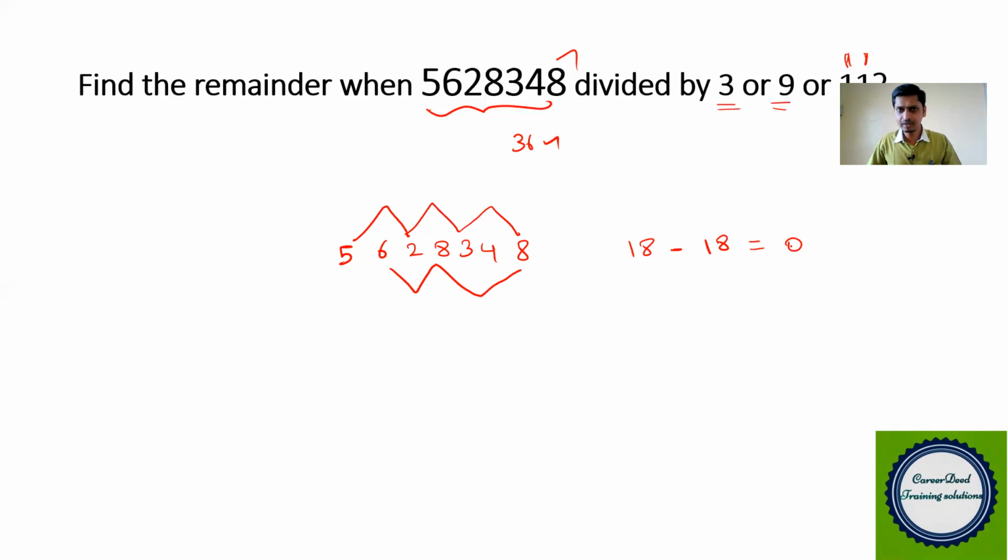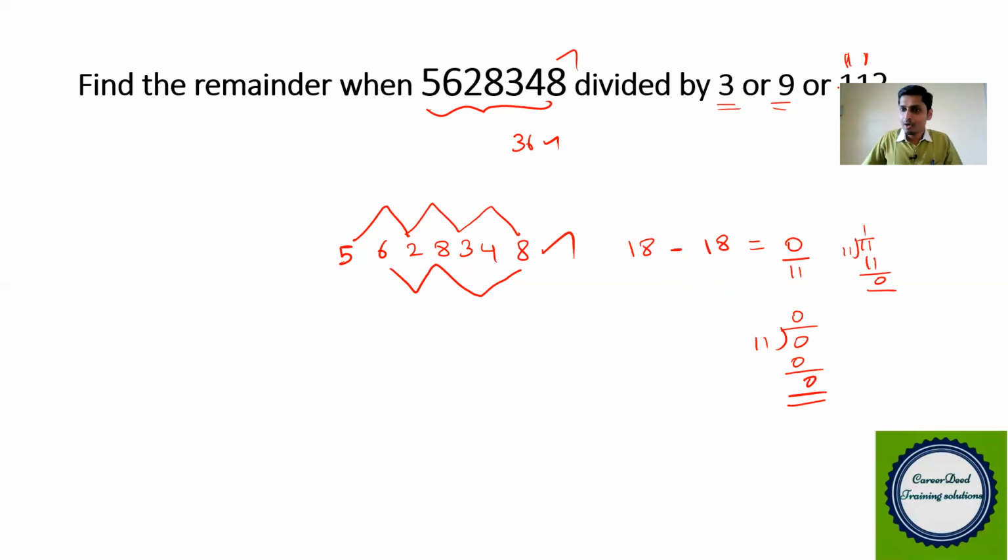Is 0 divisible by 11? Yes, 0 is definitely divisible by 11, right? So the remainder will be definitely 0, because when a number is divisible by 11, then the remainder will be 0. For example, if you divide 11 by 11, what is the remainder? 11 by 11, it is 1 time 11, the remainder is 0. Similarly, 0 by 11, how many times? 0 times. 0 into 11, you get 0, so remainder is 0. So definitely this number will be divisible by 11, right? So this is the divisibility criteria of number 11.